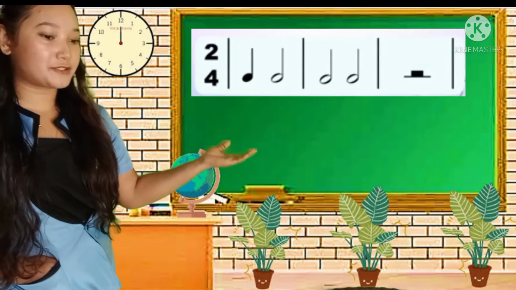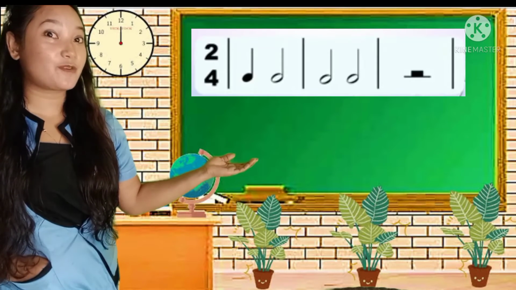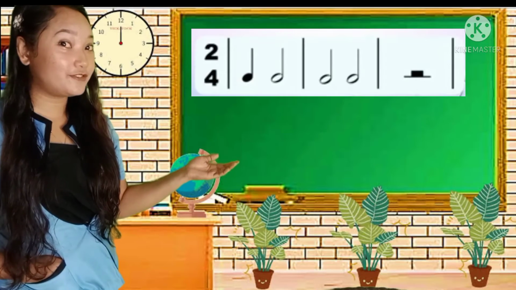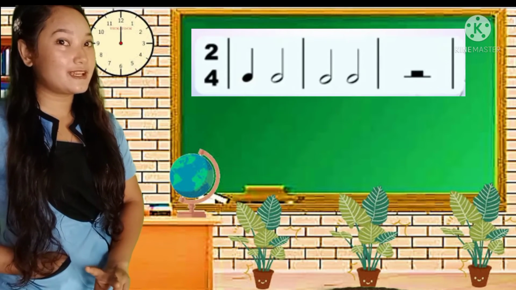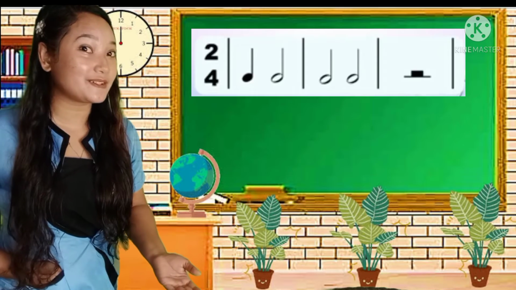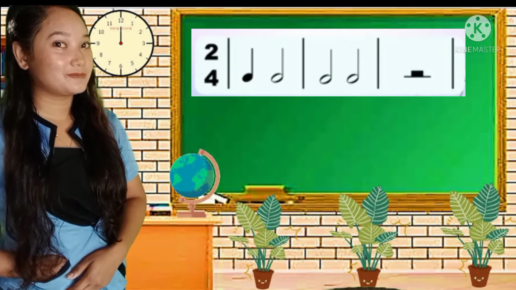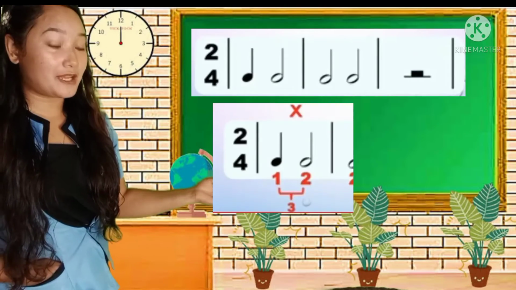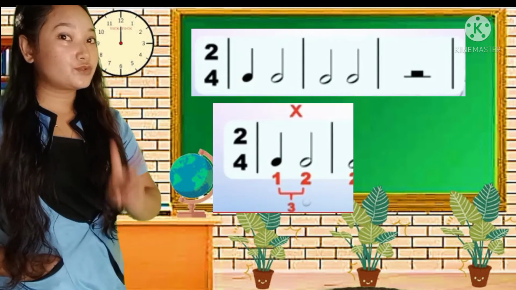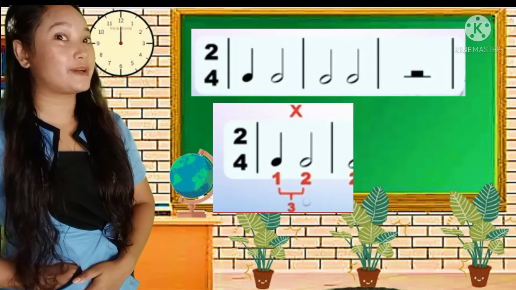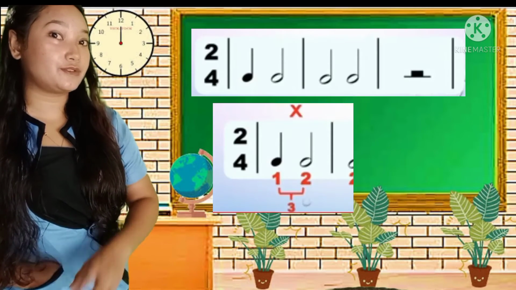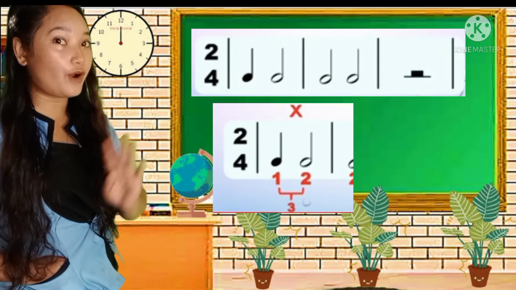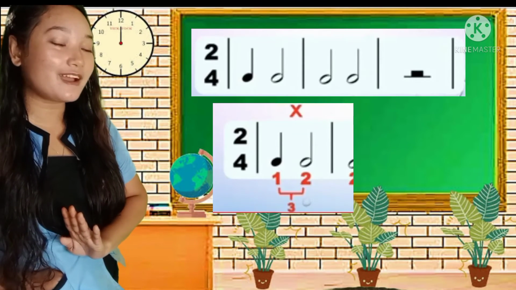In the first measure, it has a quarter note with 1 beat and a half note with 2 beats. So it is correct or not? Alright, it is wrong. Second measure, it has 2 half notes. Remember, a half note has an equivalent value of 2 beats. So it is equal to 4 beats. It is correct or not?